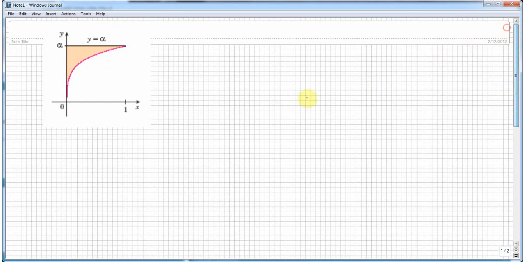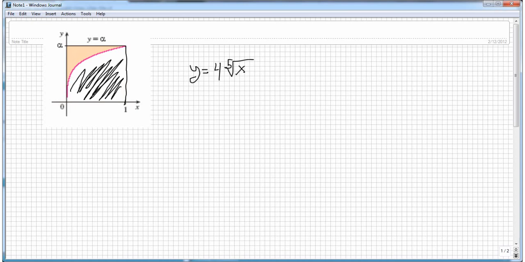So if you don't like thinking of this being a function of y, you can just do it the regular way. So remember, the function that we're given is y equals 4 times the fifth root of x. So what you can see is that this is actually the area of this box with this part taken away, right? So what I'm shading in black here, this is the integral from 0 to 1 of 4 times the fifth root of x dx.